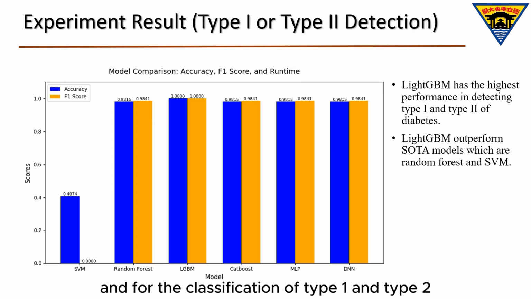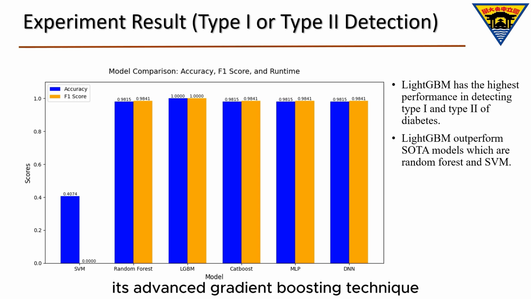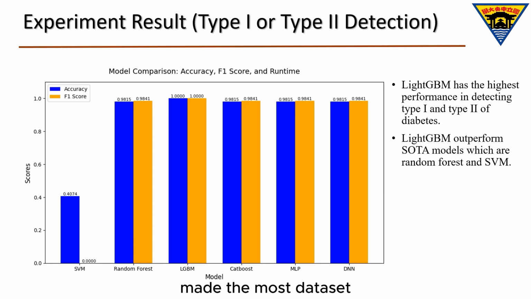For the classification of type 1 and type 2 diabetes, LightGBM achieved the highest performance, outperforming the SOTA models such as random forest and SVM. Its advanced gradient boosting technique and efficient handling of large datasets made it the most suitable.